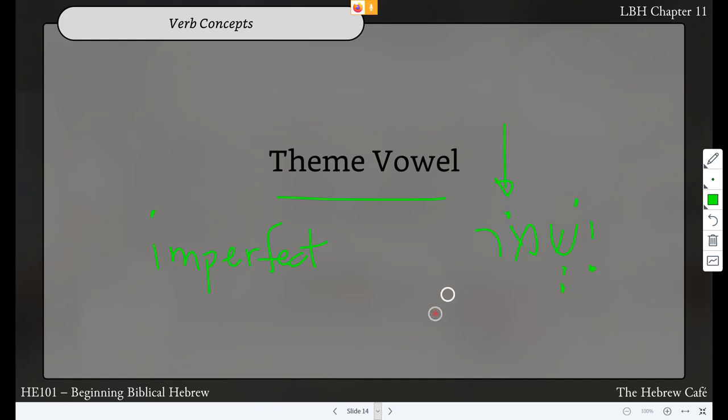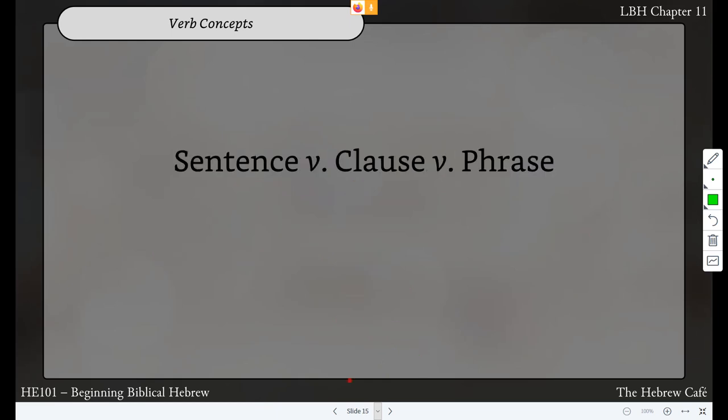Because we have other roots that instead of yilmod, you're going to have yilmad. That's a different theme vowel. So shama becomes yishma with this theme vowel, a. You have o and you have a. We have different types. So that's what theme vowel means. It's not important until we get to the imperfect.